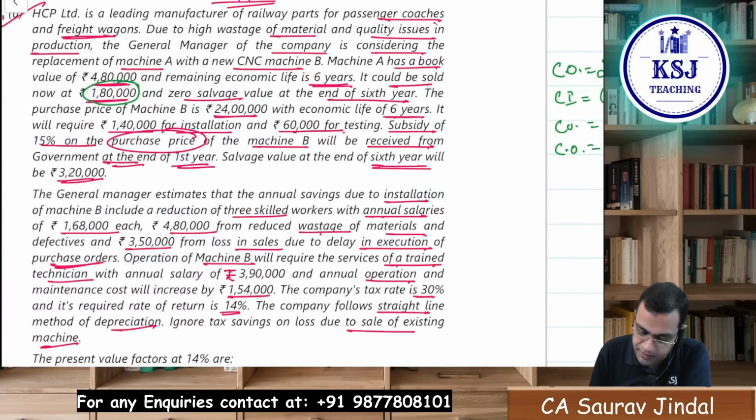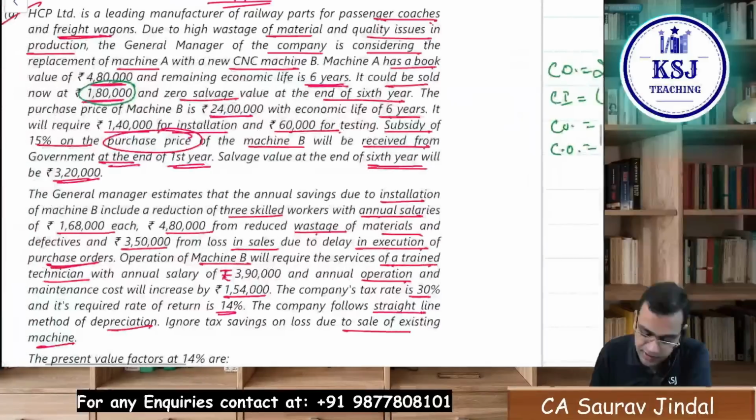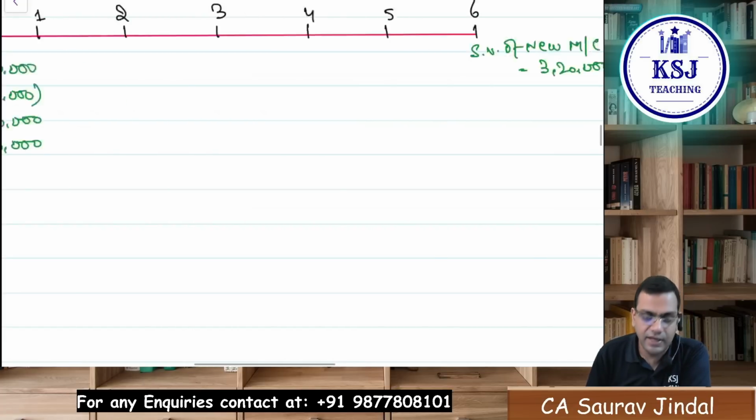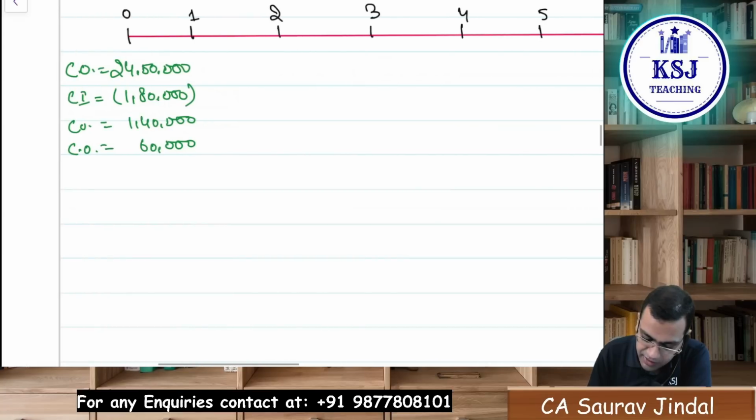Sir, subsidy. Salvage value at the end of 6th year will be 3,20,000. So here we will have a salvage value of new machinery, that will be 3,20,000. Right? Any other transaction taking place at zero period? No, sir. I don't think so.